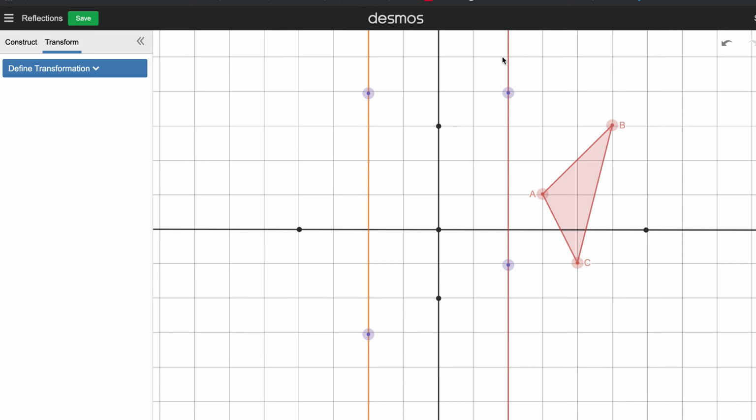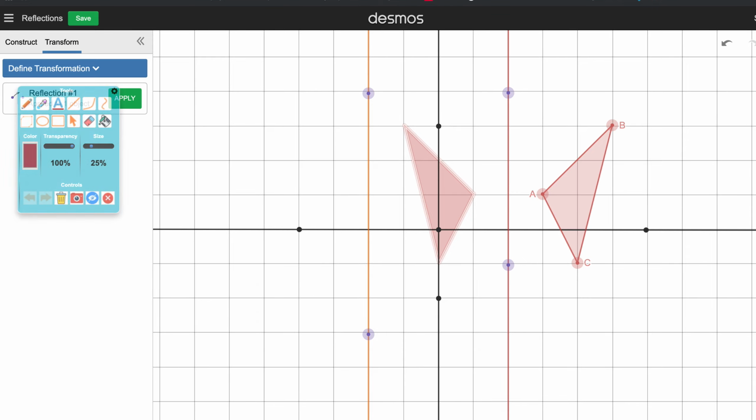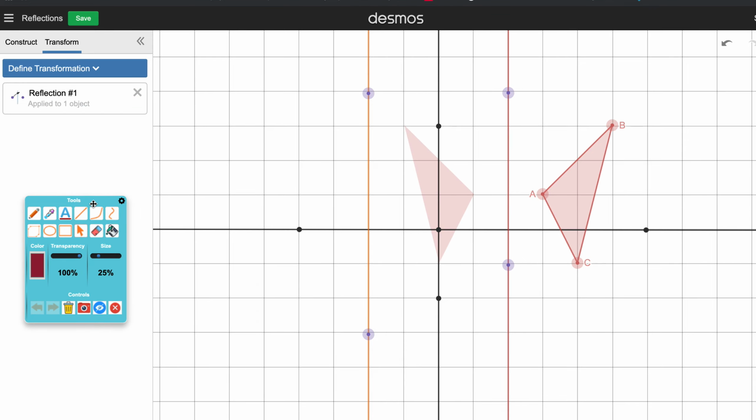So let me just show you. If I have this shape and I reflect first over this line, that object gets reflected as we expect. So there's our A prime, B prime, C prime. Let's select the right tool here, because this would be B prime, this would be A prime, and then this would be C prime, okay?